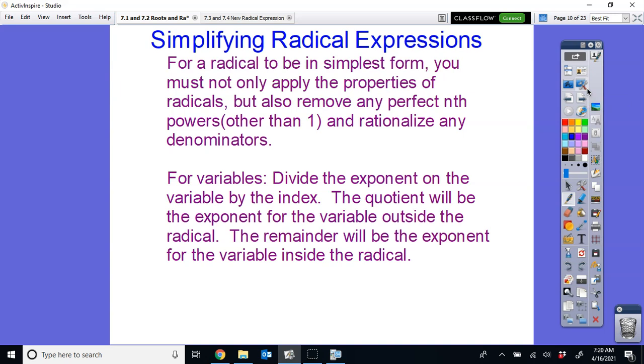But for a radical to be simplified, to be in simplest form, you have to make sure that you apply any properties of radicals, which we'll look at a little bit today. But you also have to remove any perfect powers, nth powers. Like if it's a cube root, you're looking to remove perfect cubes. Just like when we were doing square roots, we took out the perfect squares. You also have to rationalize any denominators. That is the one that's awful sometimes for people, but it is one that you have to be able to do. For variables, we'll talk about that in just a little bit.